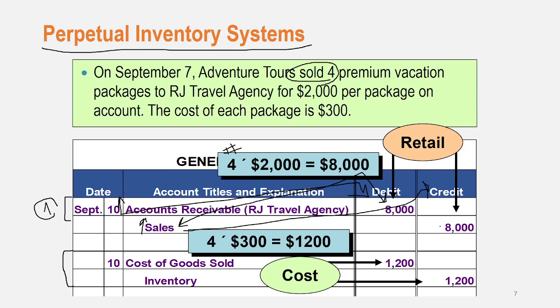First, accounts receivable 8,000 debit and sales 8,000 credit. In the next level, where we want to record the cost of goods sold and reduce inventory, we should use two accounts.